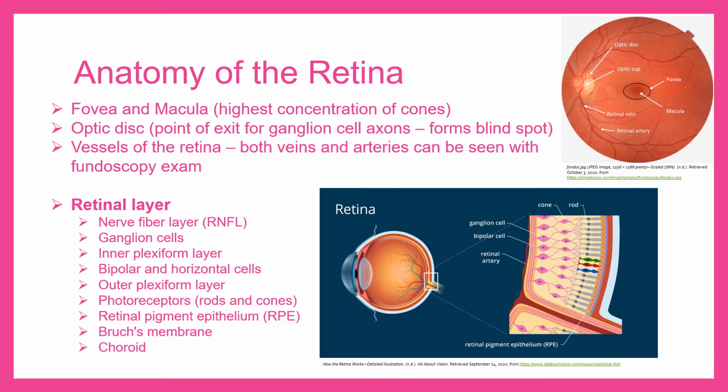On the other side, more temporally, you'll see the fovea and the macula. This is where the highest concentration of cones reside, and therefore the highest visual acuity. When you look at an object via your central vision, this is where the light from that target will converge.